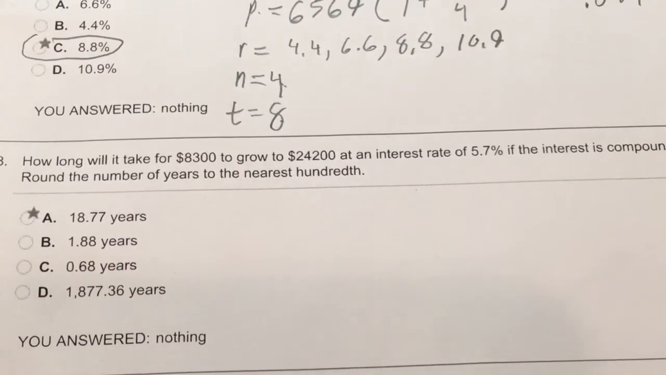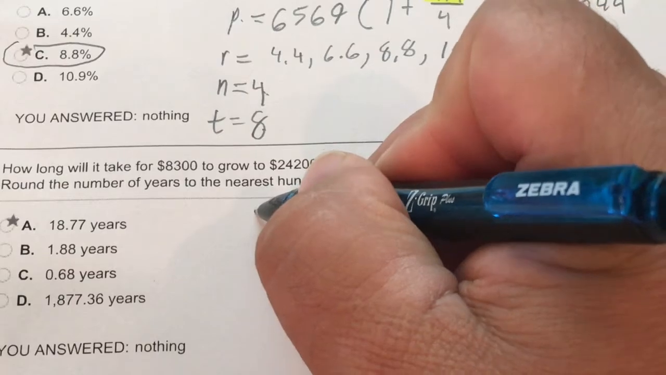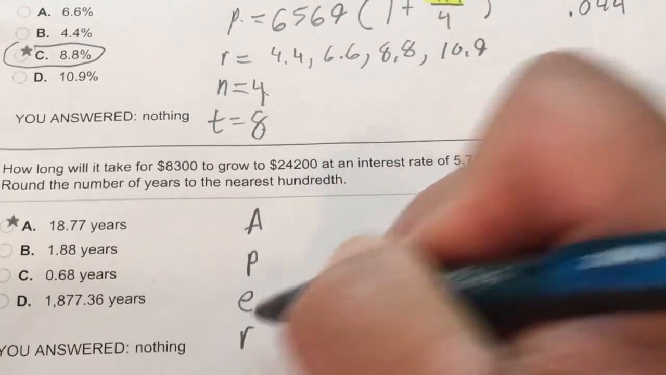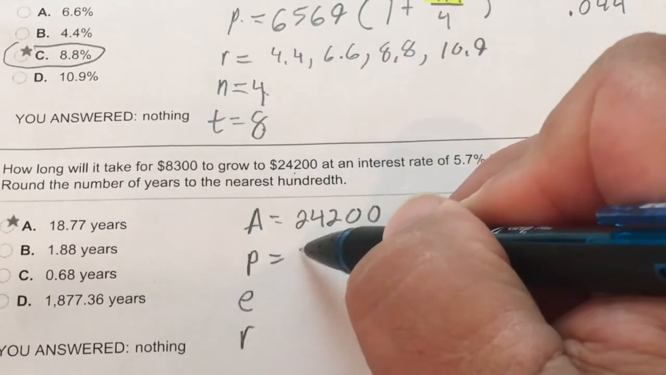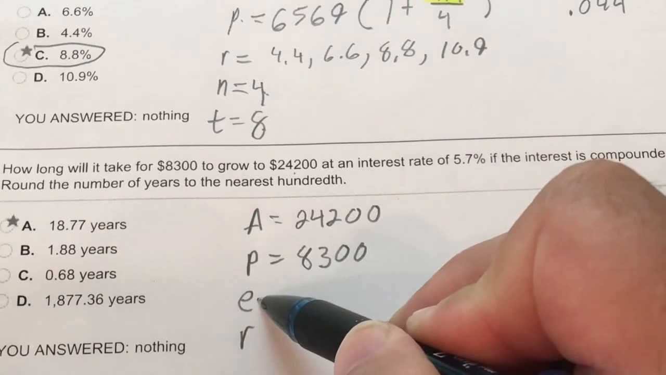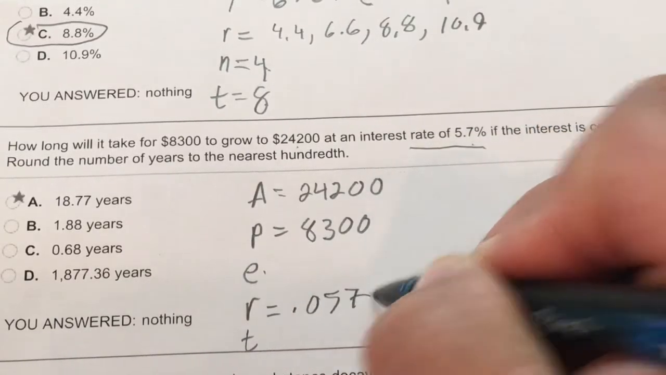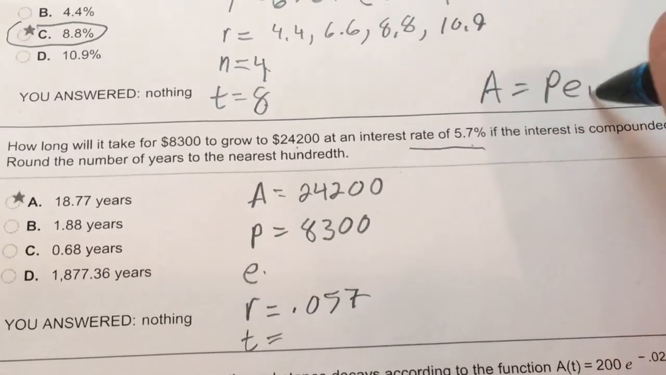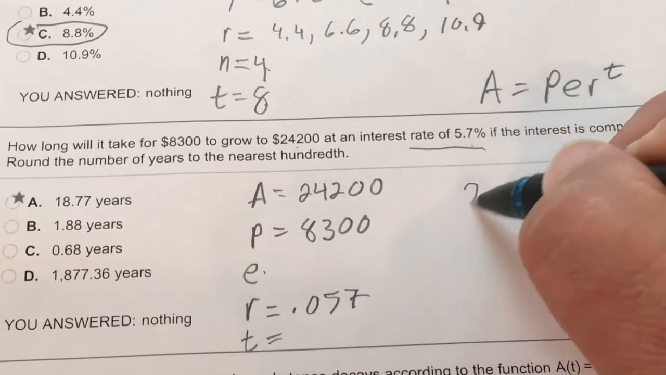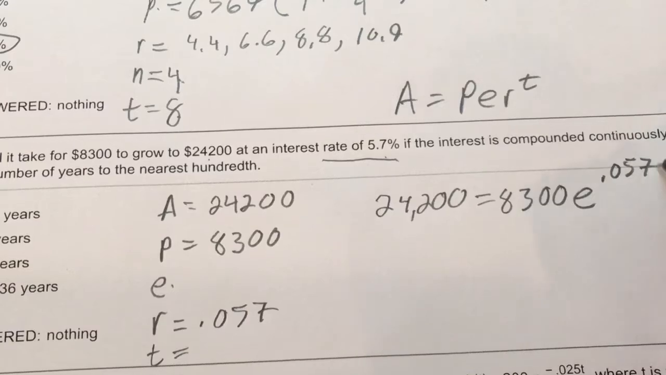How long, with an interest rate compounded continuously? Continuously is not P r n, it's P e r t. So that's going to be an A P e r t. The amount it grows to is 24,200. The amount you put in is 8,300. E is my growth rate, 0.057. T for how many years? That's what they want to find out, how long. It looks like this is the formula. So the amount is 24,200 equals 8,300 e to the 0.057 t.